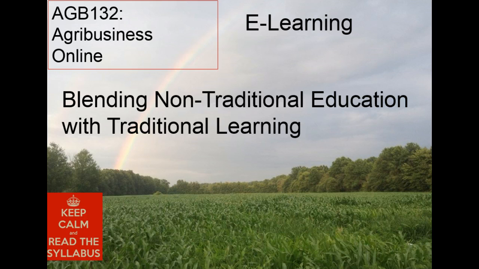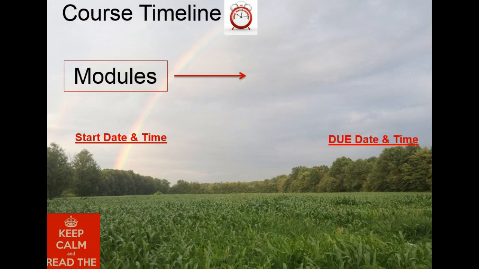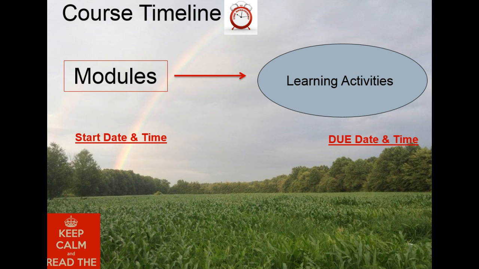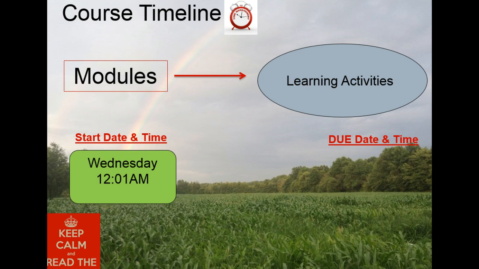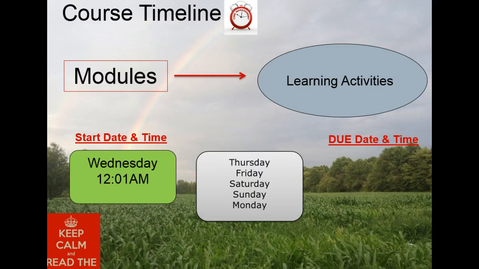This is an online class, e-learning some people call it, but this class is a blending of non-traditional education with traditional learning. What we mean by that is the course timeline is set up so that we build modules for each section that we'll cover, and in each module there are learning activities that you do. Each Wednesday at 12:01 a.m., a new week opens for that module. Then you have Thursday, Friday, Saturday, Sunday, and Monday as your work days, in which you can work whatever time you want.